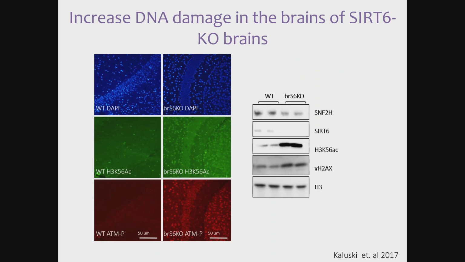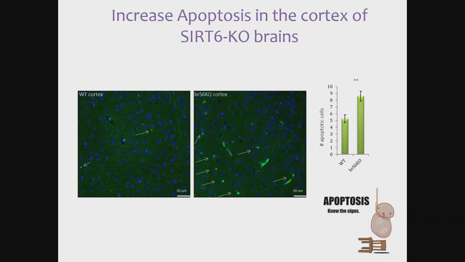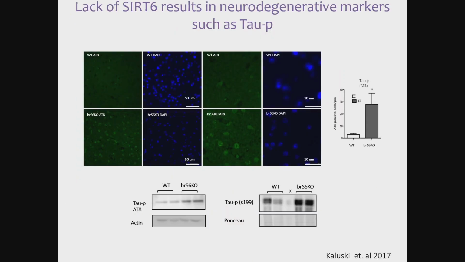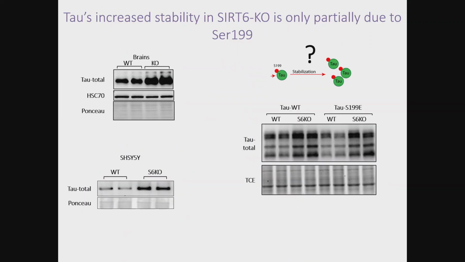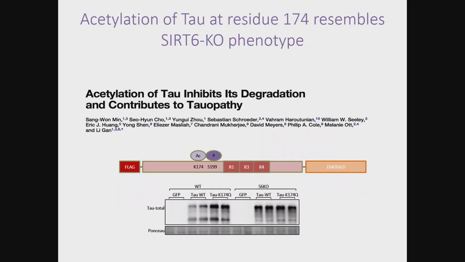And in this way, we can see changes in brain morphology, in DNA damage signaling, in cell death in the brain, and also neurodegenerative markers, for example, tau. Because, of course, if we don't have SIR6 and we have more damage, we can expect to have more dead neurons, right? But this is similar to neurodegeneration. And for this, we have to add the markers of neurodegeneration, and tau is one of them.